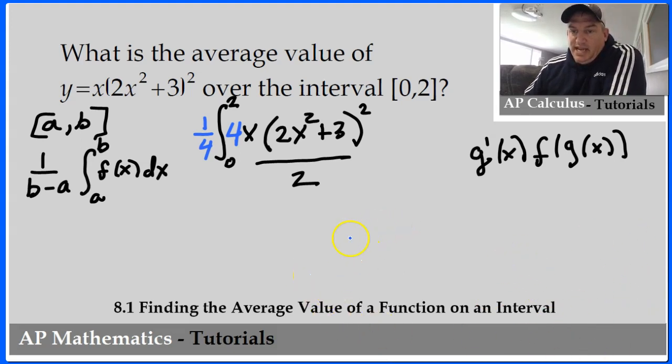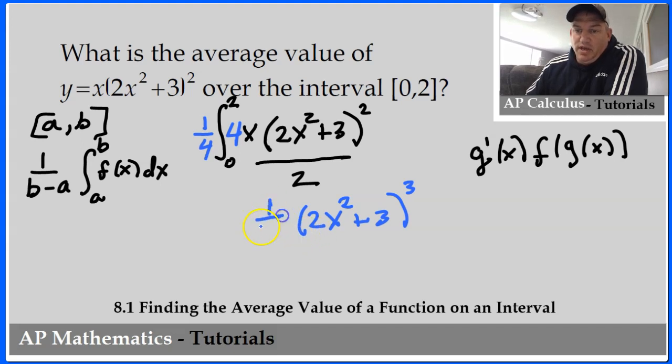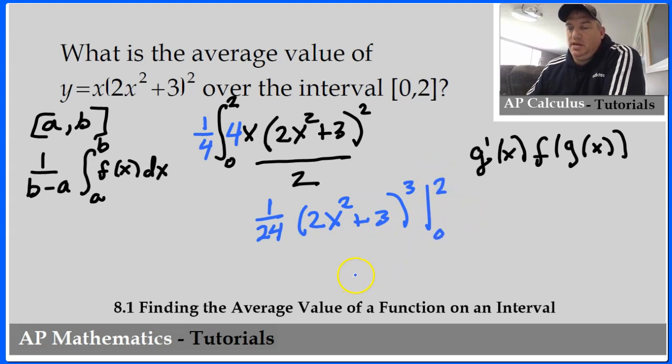So let's then take our main function, which is the squaring function, and we're going to raise it up to 3 and divide by 3. But since we also have a 2 and a 4, I guess we're going to have a 1/24. So my average value can be found by evaluating this expression at 2 and 0 and then subtracting.